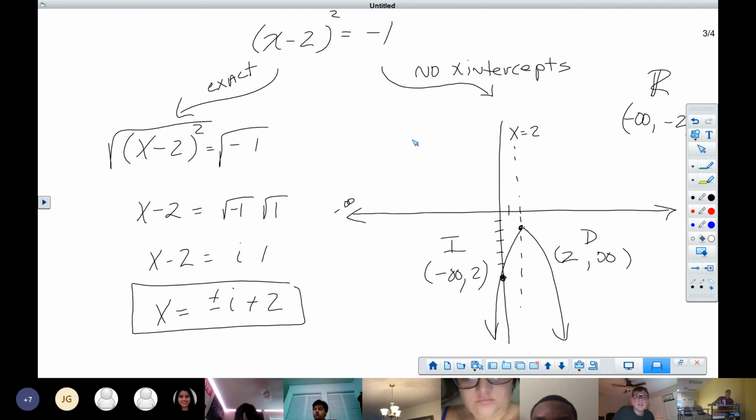So if you have no x-intercepts, all you gotta write is no x-intercepts if they're asking for that, but most of the time they're going to ask for this. And you can write it 2, positive or negative i. Most of the time they want it a plus bi. So that means you need to write this 2 plus or minus i.